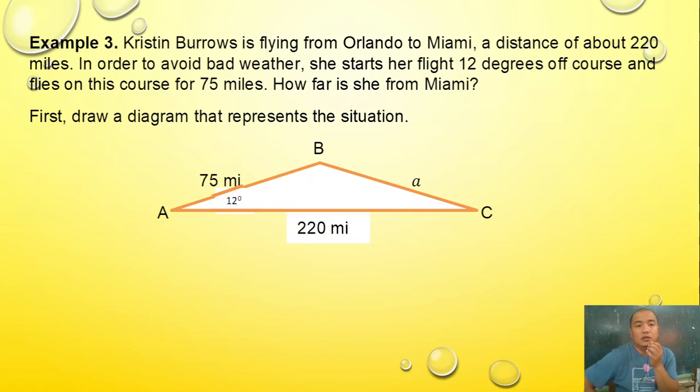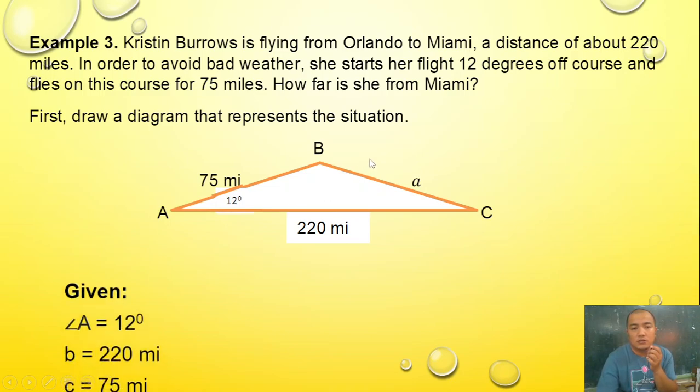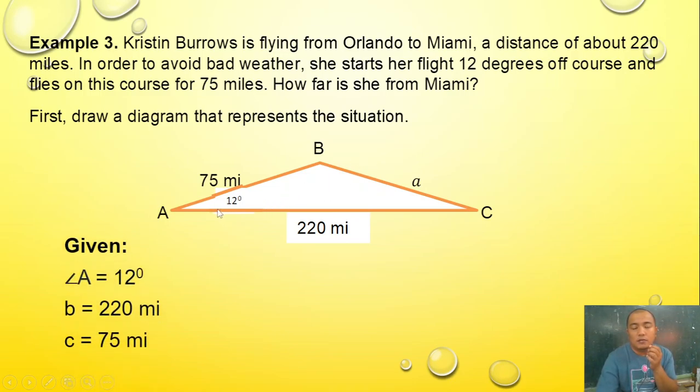Number 3. Christine is flying from Orlando to Miami, a distance of about 220 miles. In order to avoid the bad weather, she starts her flight 12 degrees off course and flies on this course for 75 miles. How far is she from Miami? So, from the figure, angle A is 12 degrees, side B is 220 miles, side C is 75 miles.